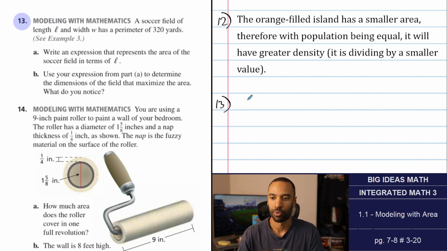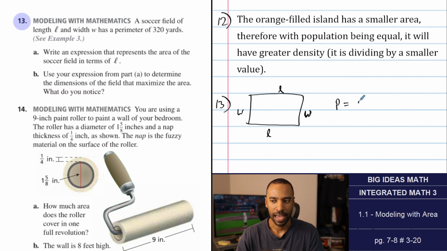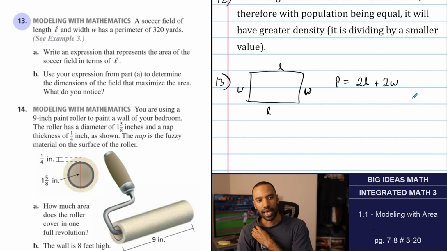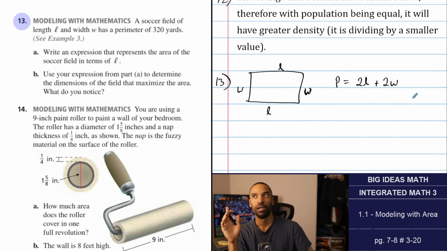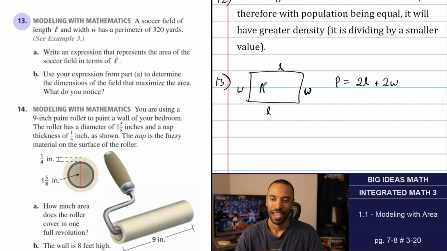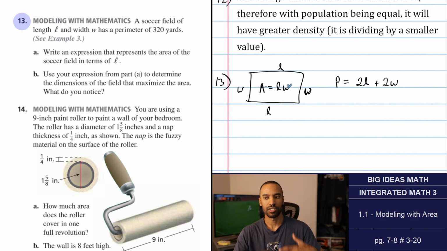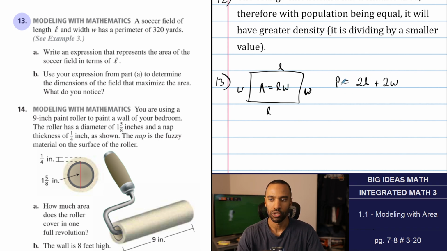So let's start with the whole perimeter idea. Perimeter, let's start with this. Length, width, length, width. That's how this thing works, right? Now, we know area is length times width, but perimeter has to add your two lengths and your two widths, like that. Now, they said, write an expression that represents the area of the soccer field in terms of L. In order to do that, hold on. Area is length times width. Now, there's a W here. We need to re-represent W in terms of L as well, so we can use that with perimeter.